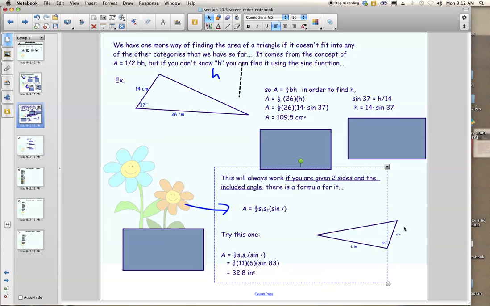And a second example using that formula specifically, since I give you two sides and the included angle, but I don't give you the height. That's the hint: if I don't give you the height, this is a better one to use. I would do 1/2 times 11 times 6 times the sine of 83. And I would get an area of 32.8 square inches. This is not a necessary formula. This is simply a formula that will make this problem easier.